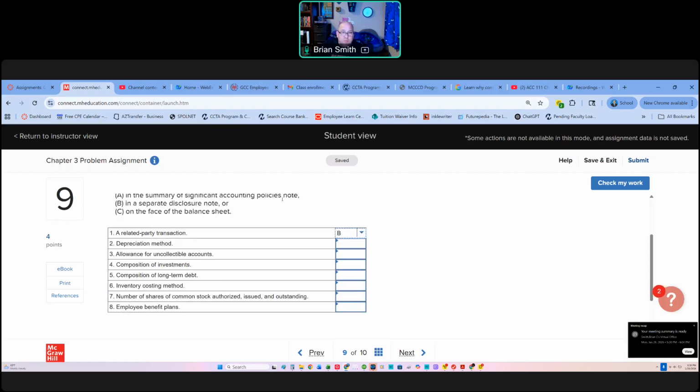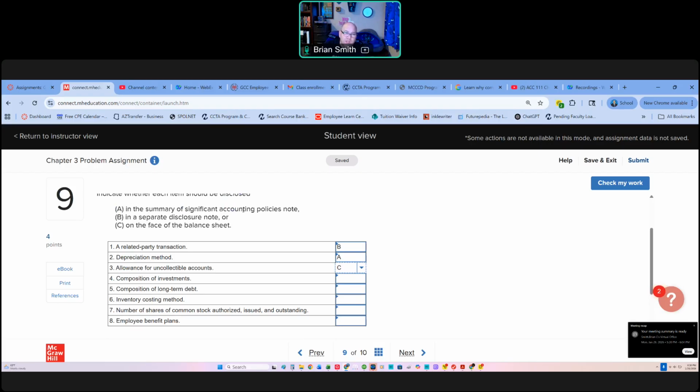In the summary of significant accounting practice notes, usually practice number 1, that's where your depreciation method is going to be. Allowance for uncollectible accounts. We put this straight up on the balance sheet, don't we? So we're going to put that as C. That's what we're looking for: where do you find this information? If it's financial related, it's likely on the balance sheet, but these other places are going to be in the notes, in a separate disclosure note or a summary of significant accounting policies.